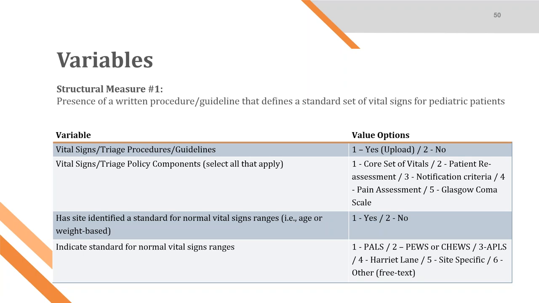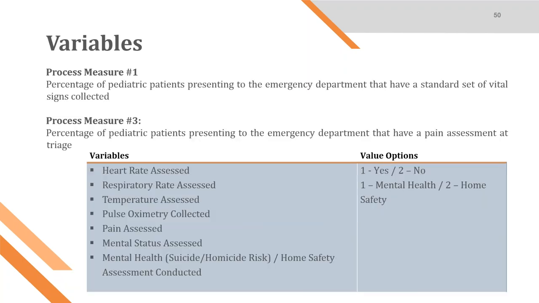So for structural measure number 1, which is the presence of that procedure guideline, we'll ask that you upload a copy of your procedure guideline into our data portal. And then we're going to ask you specific information about the policy itself. So tell us, what do you have as the core set of vitals? How are you assessing pain? Is there any mention of the notification criteria, pain assessment, or Glasgow coma scale? We'll also ask whether or not your site has identified the standard for normal vital sign ranges based on age or weight, and then indicate which standard is being used by your site.